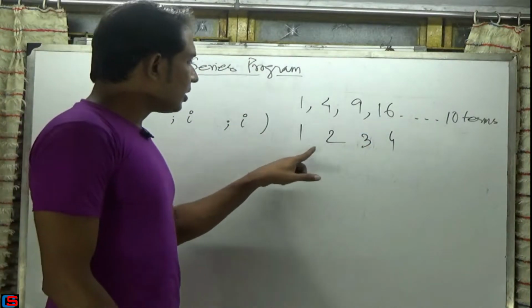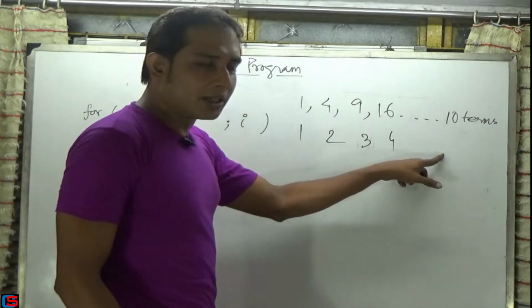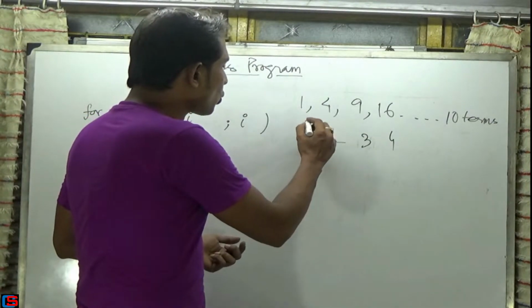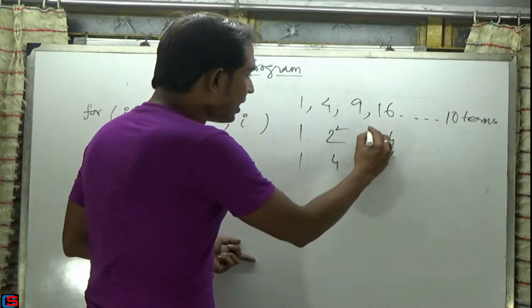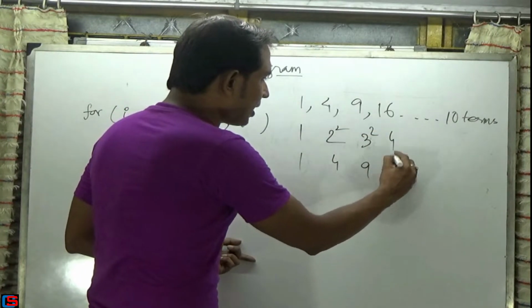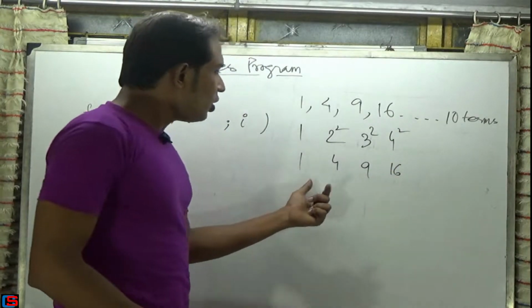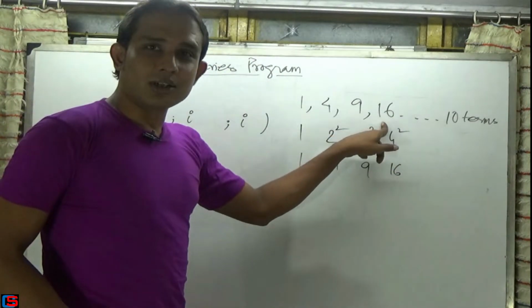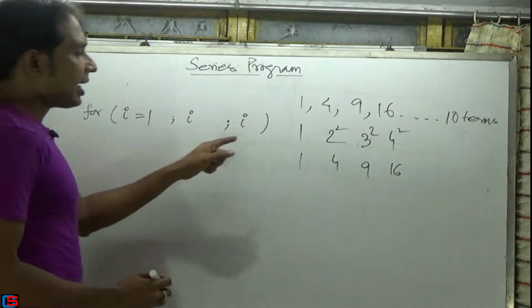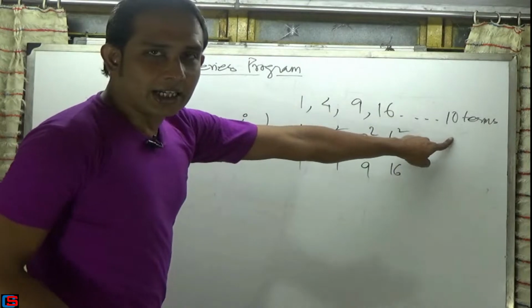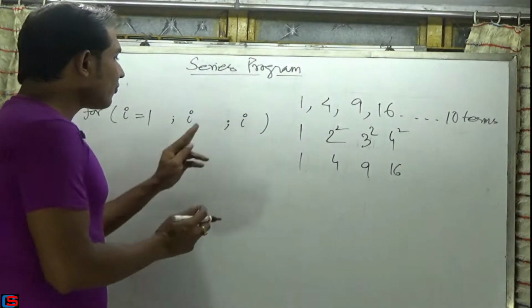If I square these serial numbers, they become 1, 4, 9, and 16. So the series actually occurs. The loop will execute from 1, and how many terms? Up to 10 terms. Now, what is the final value?